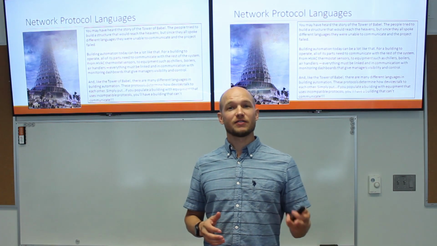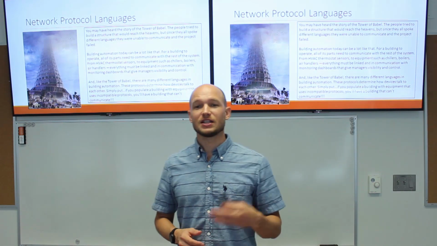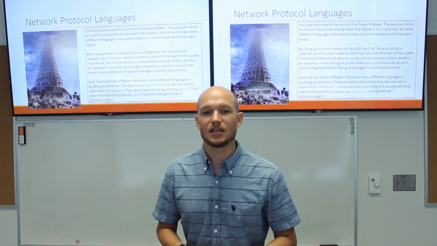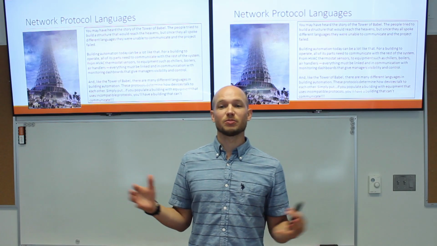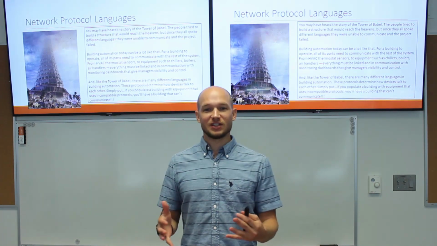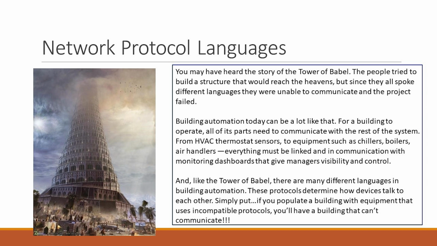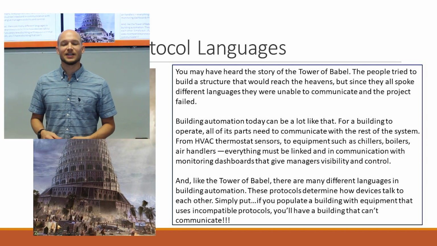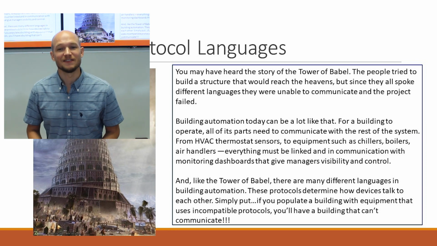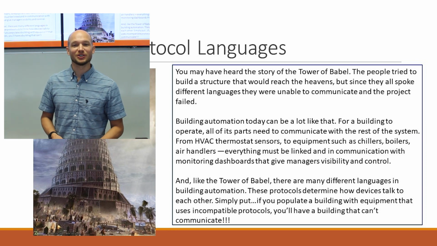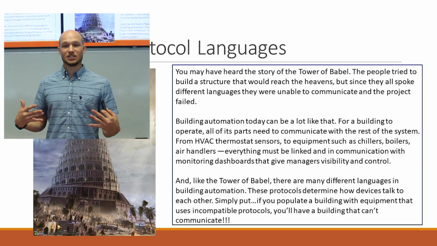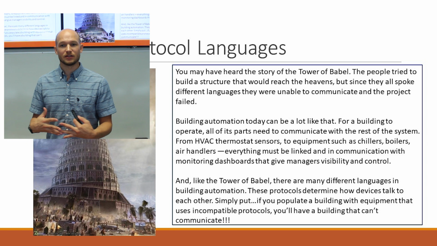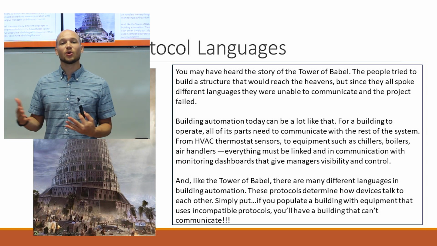So some of you may have heard the story of the Tower of Babel. This was a structure that would reach the heavens, and all these different people came together to build it. The problem is they all spoke a different language, so no one was able to communicate what they were working on, how they could work together, and the project failed, right? So building automation is a very similar situation. There are all these different languages that need to communicate with each other if you're running different protocols.